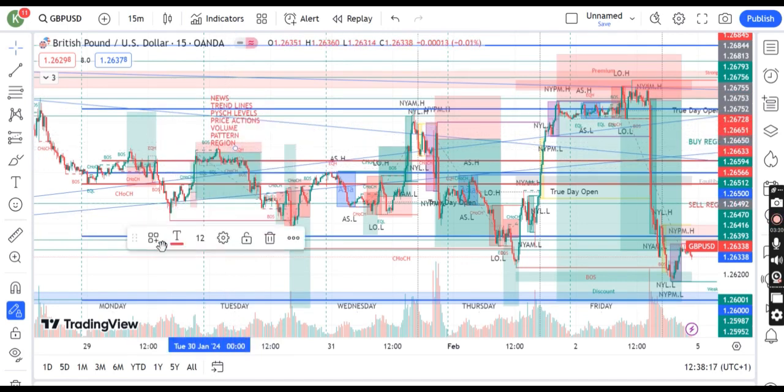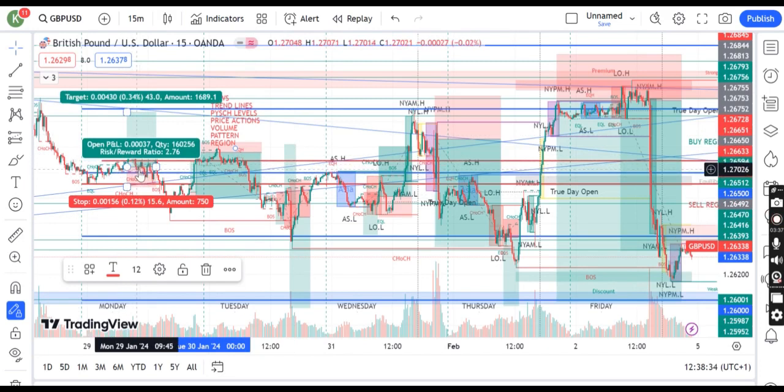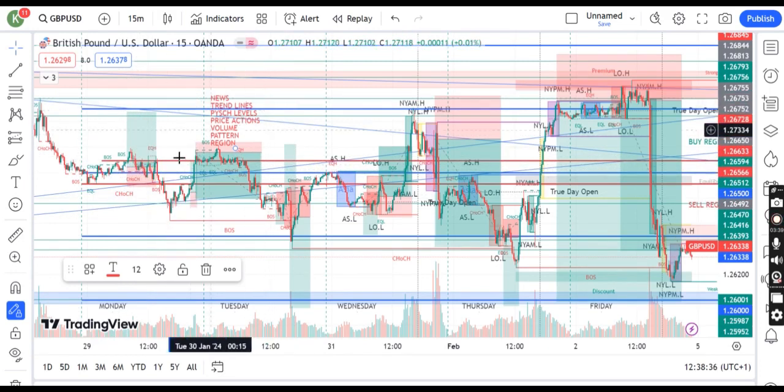So if we're looking at news, what we pay attention to is we want to be sure that there is no upcoming news which will have high impact on our entry. Most times the news manipulates entries. So our first entry is this. Okay, we looked at psychological level, we looked at price action.